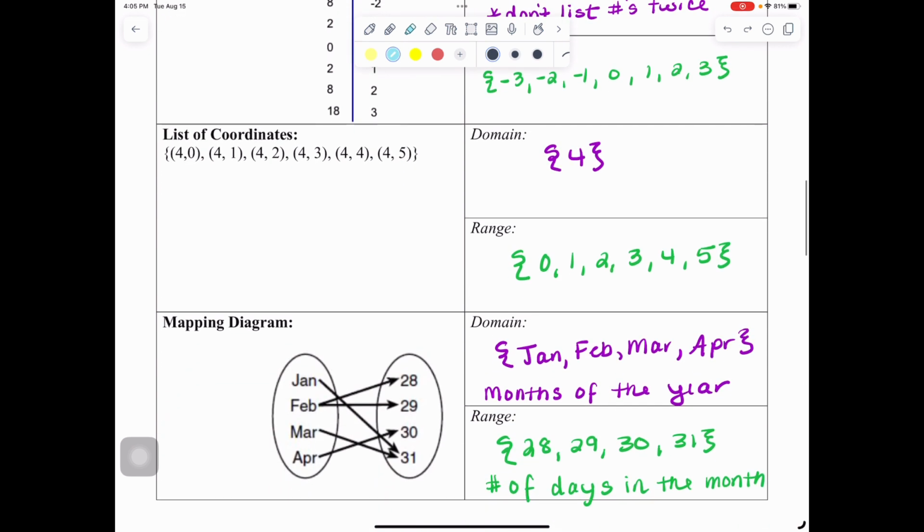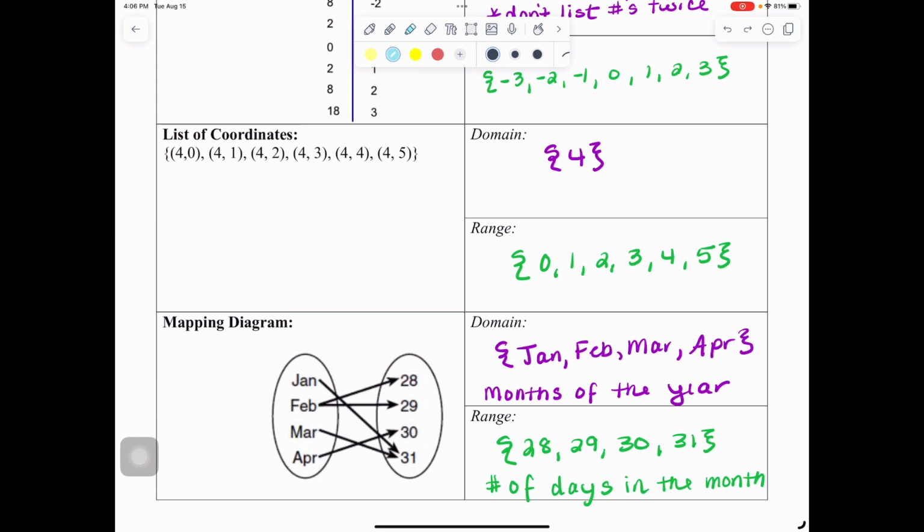And then for your mapping diagram, you can think of this kind of in two different ways. If this was representative of a larger problem, and they would kind of explain this to you in the directions, you might list the domain as the months of the year. They're only showing you a sample, but essentially that's what they're doing, is showing you the months of the year. And on the right, they're showing you the number of days in that month. If you want to be specific to only what you see in front of you, that would be January, February, March, April as the domain, and 28, 29, 30, and 31 as the range.